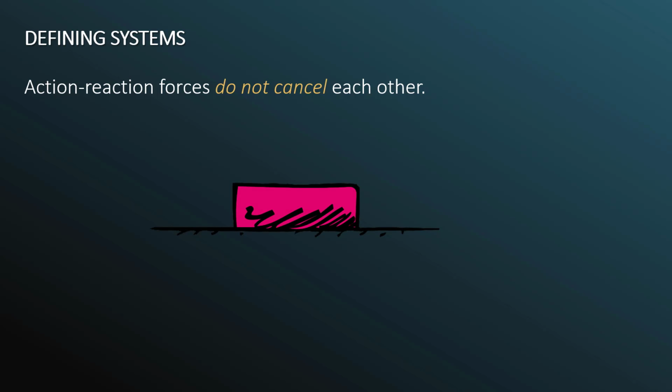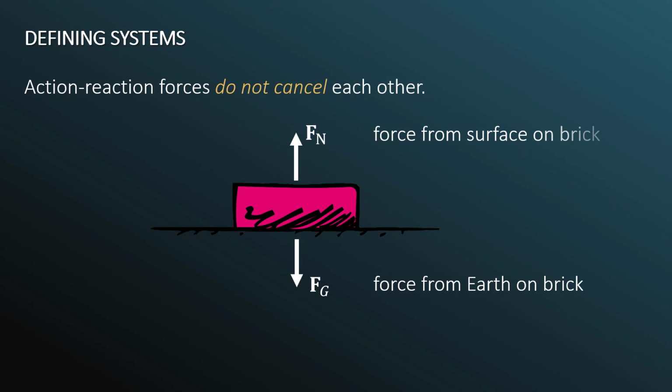So consider a brick. This brick is on some surface, maybe a table, and something is holding it there. So the gravitational force is pulling this brick into the table. So force from the earth on the brick. Now, the table is applying a support force. It's supporting the brick on the table. If the table was not there, there would be no support force, and this brick would simply fall. So this is the force from the surface on the brick.